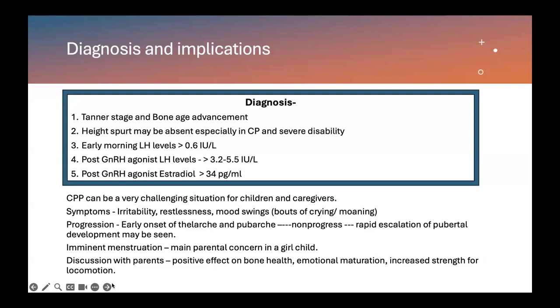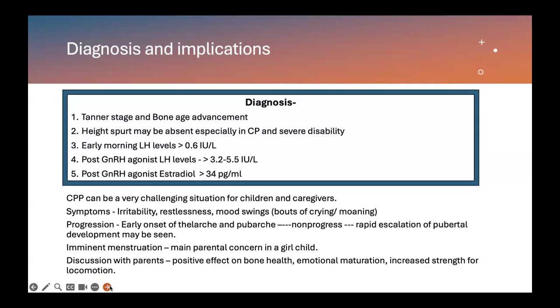Now, central precocious puberty in the setting of neurological disability can be a very challenging situation for children as well as caregivers. There can be symptoms such as irritability, restlessness, and mood swings, which the parent cannot make any sense of. Also, the progression can be a little different from the progression of puberty in normal children. So there may be early onset of thelarche and pubarche, then a period of non-progress, and rapid escalation of pubertal development may be seen. In such cases, imminent menstruation is a major concern for the girl child, especially from the parental perspective.